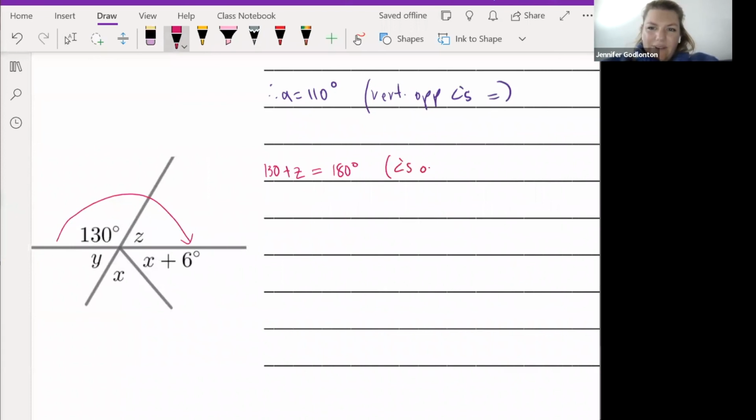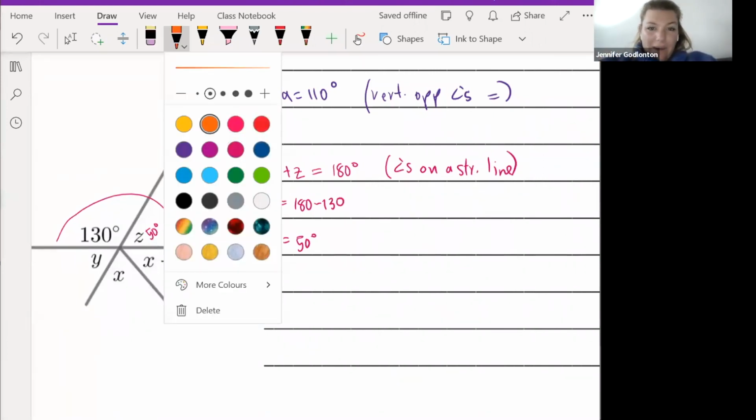Beautiful. And then, ma'am, Z equals 180 minus 130. Good. And it equals 150, ma'am. No, 50. Sorry, ma'am, it is 50. Okay, good. So Z is equal to 50 degrees. That's a great start. And then you said you were able to find Y?